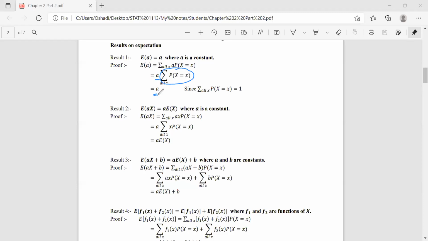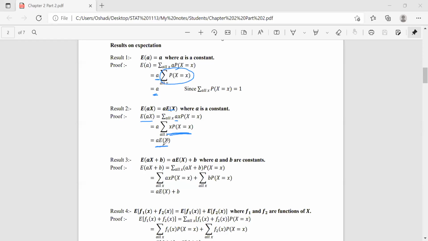So result 2: if x is a random variable, then the expected value of the random variable multiplied by a constant, we can get the constant out like this. If we prove it, expected value of Ax can be written as summation for all x, Ax, right? So it's Ax into P(x). Since A is a constant, we can get A out from the summation, and xP(x) is the expected value of x. So it is A into expected value of x.